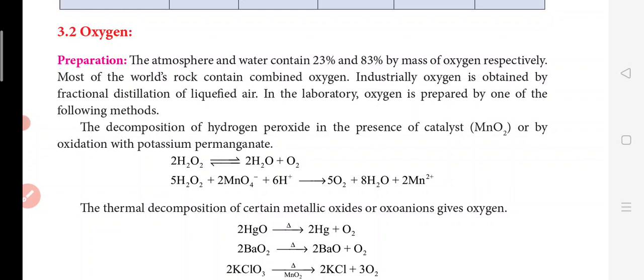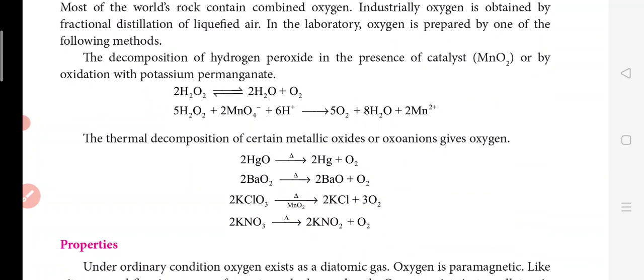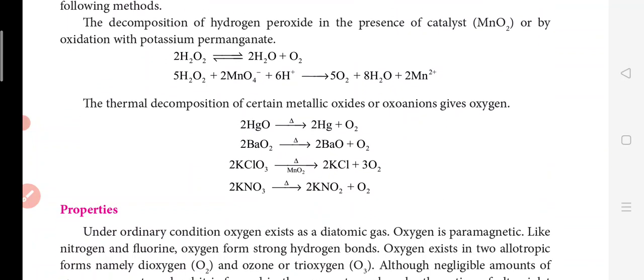In the laboratory, how it is prepared, you see, that is on a small scale. Oxygen is prepared by one of the following methods. So we have so many methods. The decomposition of hydrogen peroxide in the presence of the catalyst manganese dioxide, or by oxidation with potassium permanganate also you can prepare. Equations are given, simple equations only.